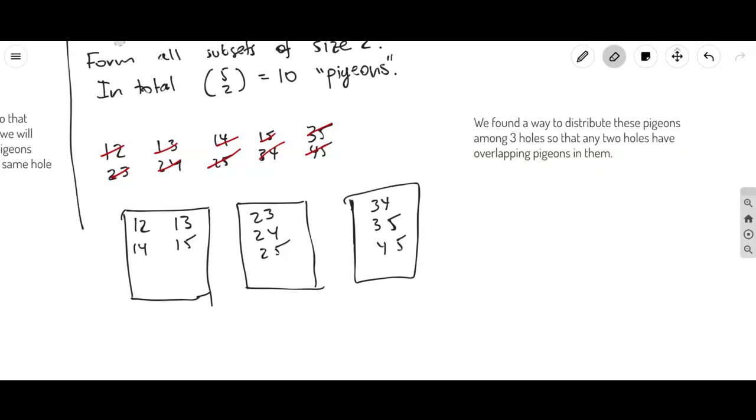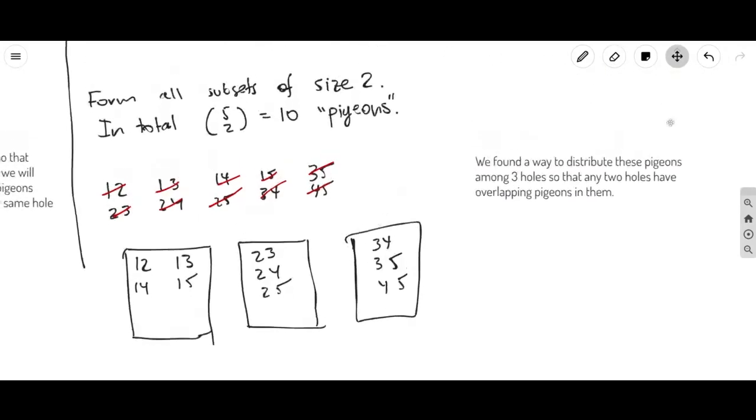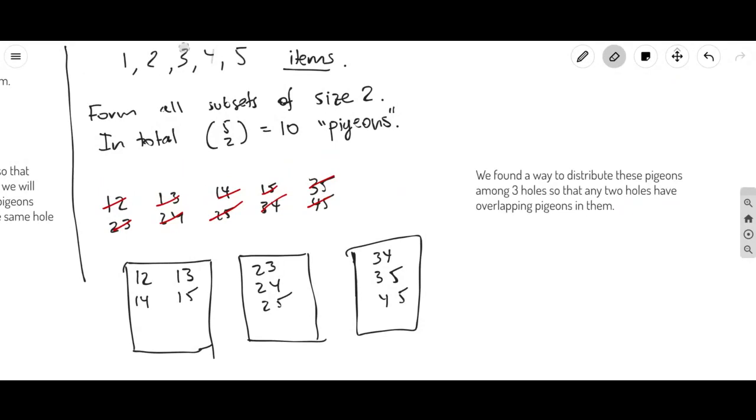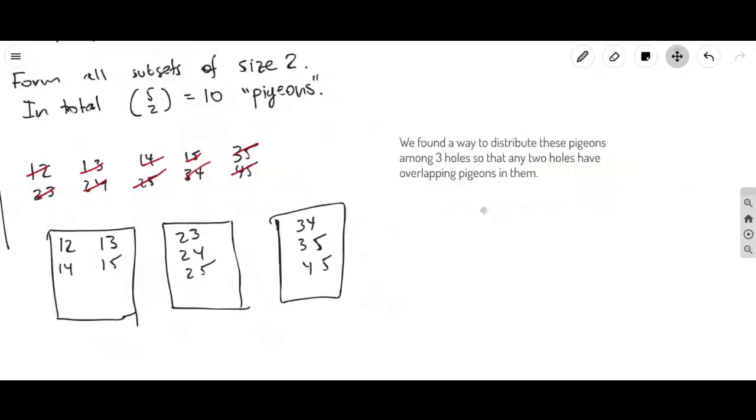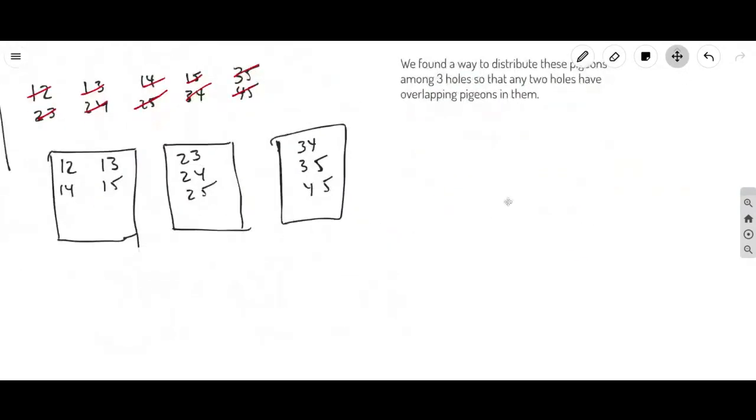I keep on saying pigeons because I hope that makes it easier to understand. If I keep calling them sets, that might be confusing because you might get confused and think about this set. That's sort of like the universe from where the items are chosen, but the pigeons are all subsets of size 2. So that's why I find it helpful to just keep referring to pigeons and holes. It's easier to keep track of what we're trying to say.